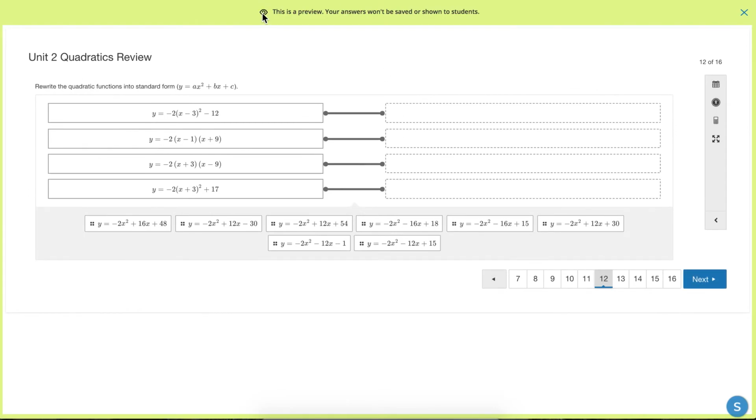Okay, now we would be rewriting these functions into standard form, okay? So in order to do that, we're going to break everything down. Let's start with the first one. y equals negative 2 times the quantity x minus 3 squared minus 12. We are going to expand because there's 2 x minus 3's.